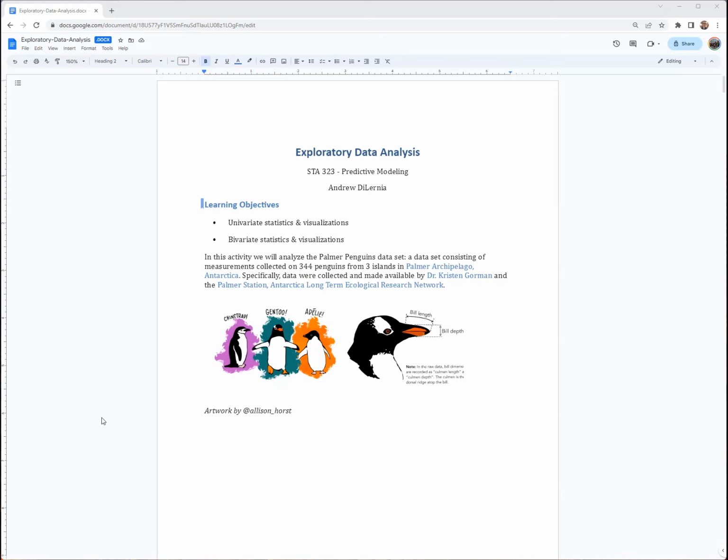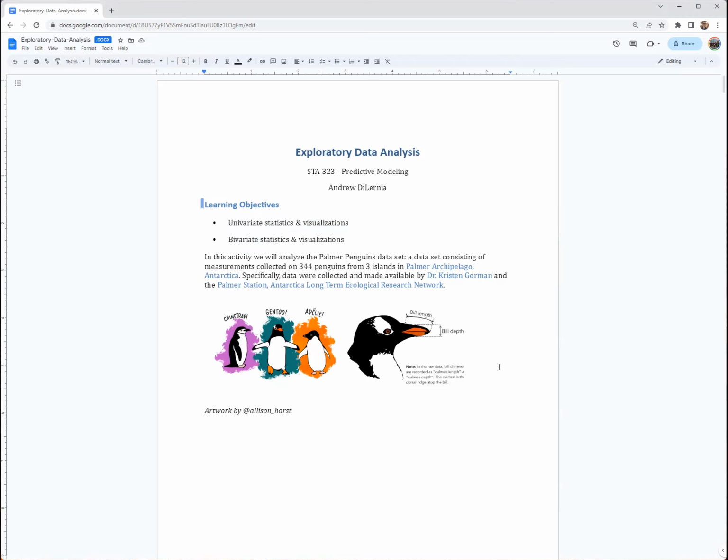We'll look briefly at a little bit of multivariate statistics and visualizations as well, but primarily these univariate and bivariate statistics, as these get you very far in data analyses, and it's the majority of what is done.